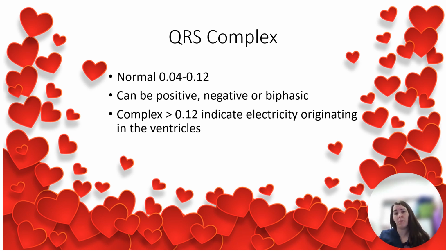Our QRS complex, a normal range is 0.04 to 0.12. It can be positive or negative or even biphasic. The complex, if it's greater than 0.12, indicates electricity originating in the ventricles, which we know is abnormal.